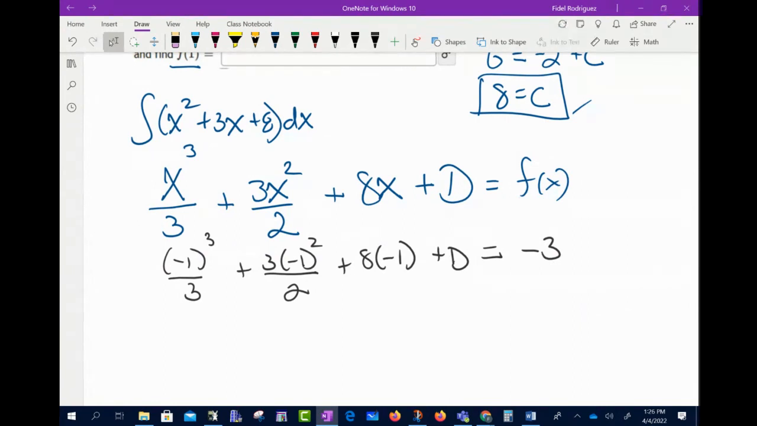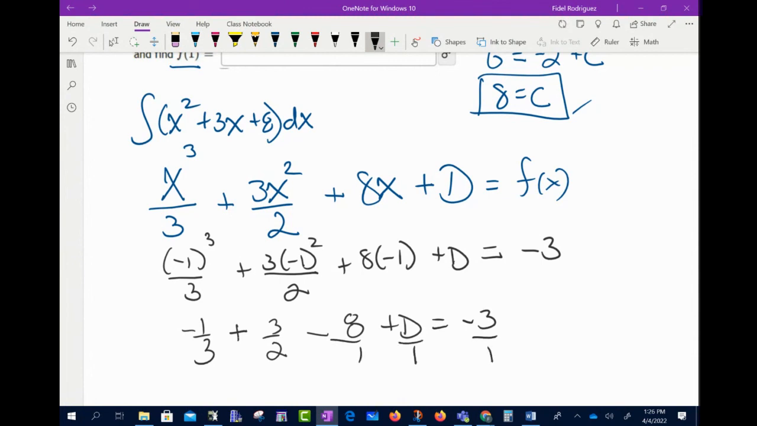Okay, hold on, but let's finish this one first. Sorry. Let's see. -1 to the third is still -1, so I have a -1/3. Let's see. -1 squared is +1 times 3, so 3 over 2. 8 times -1. Very good. Plus d is equal to -3.